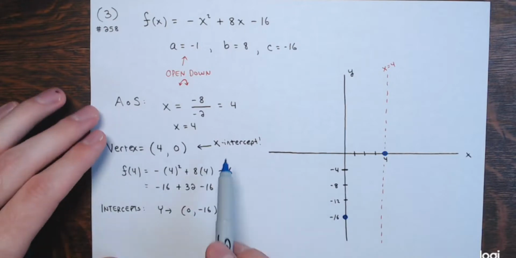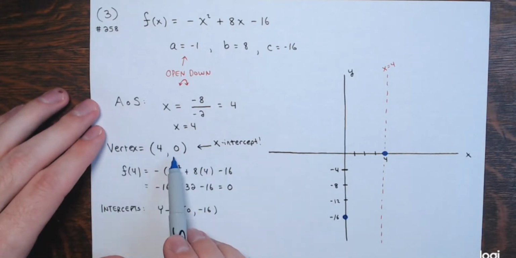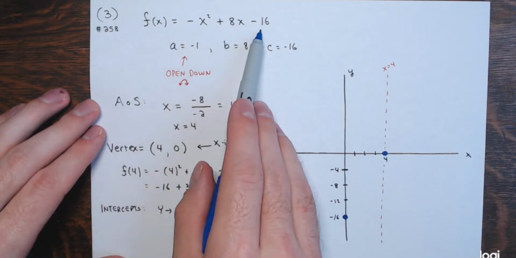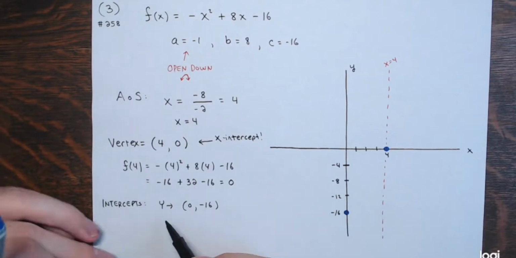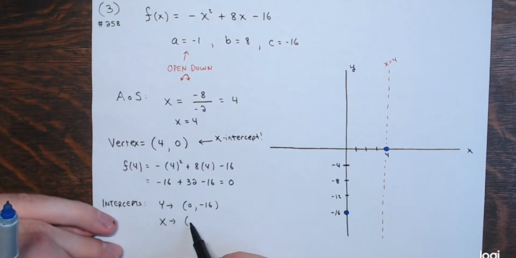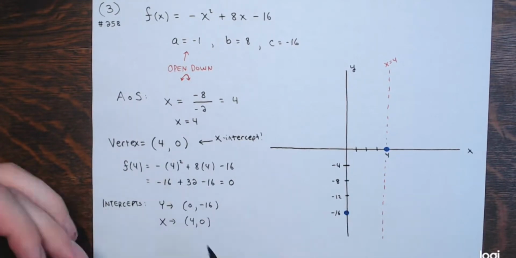And as I said, this is already the only x-intercept. I don't even need to solve the equation -x squared plus 8x minus 16 equals 0. But if you were to solve it, the only solution would be x equals 4. Right, the x-intercept is (4, 0). Already found it.